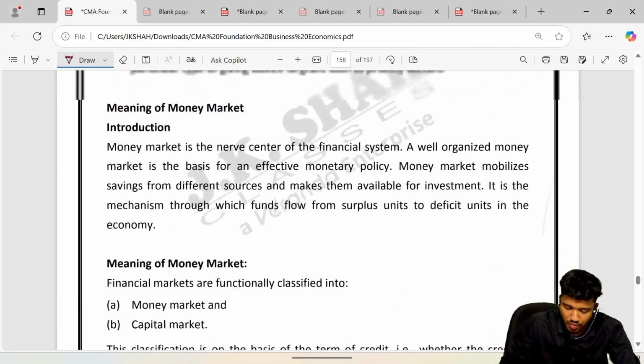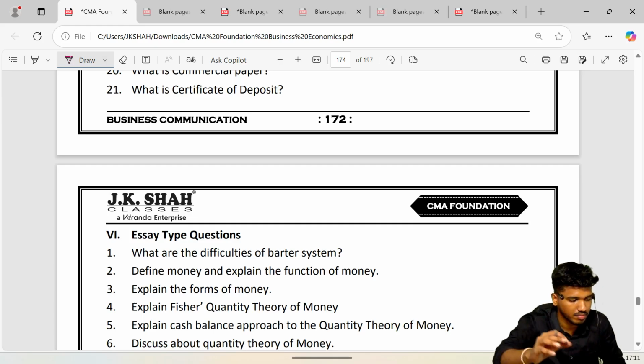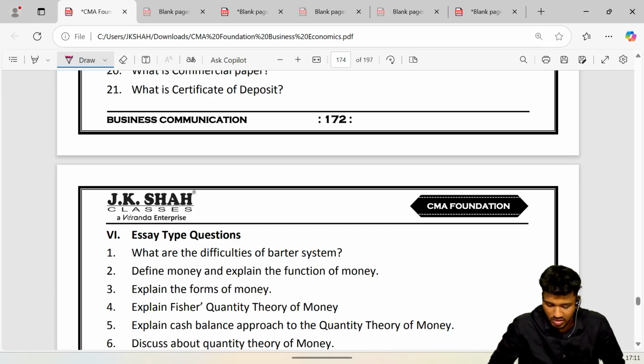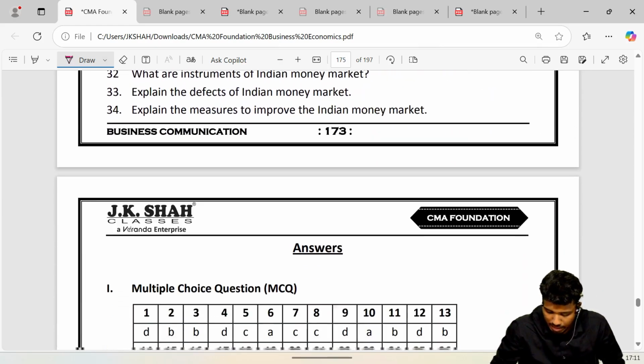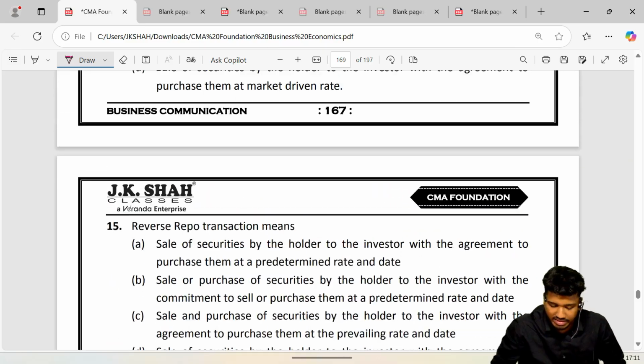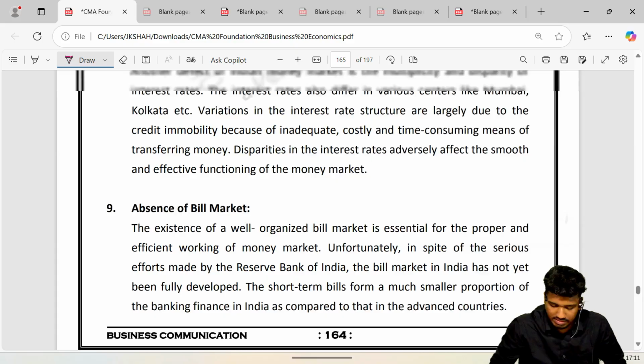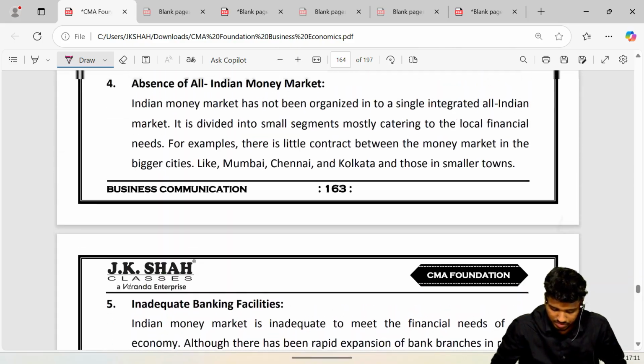Okay, let's move forward. The next thing is where our money market starts. So guys, let's move to the concept of money market. It is again really easy. Let's initiate what the money market is.